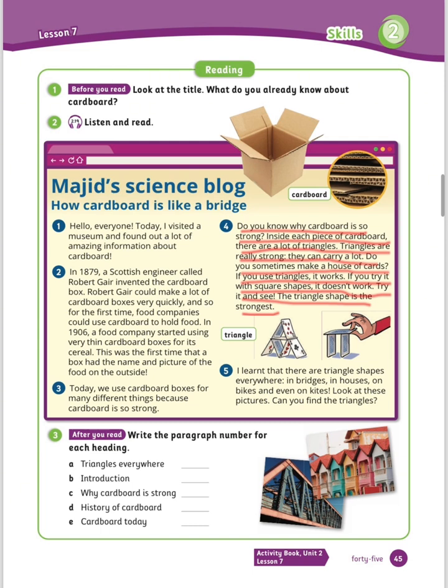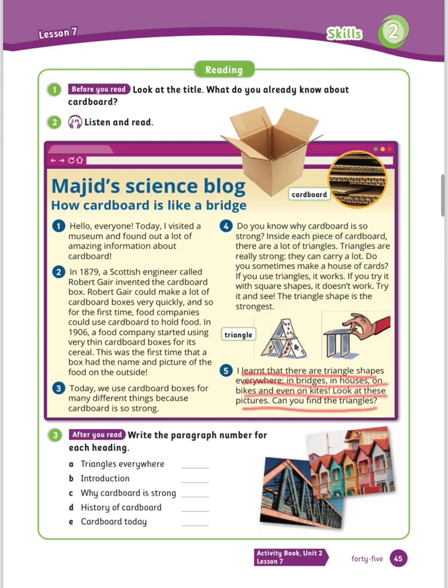Do you sometimes make a house of cards? If you use triangles, it works. If you try it with square shapes, it doesn't work. Try it and see. The triangle shape is the strongest.